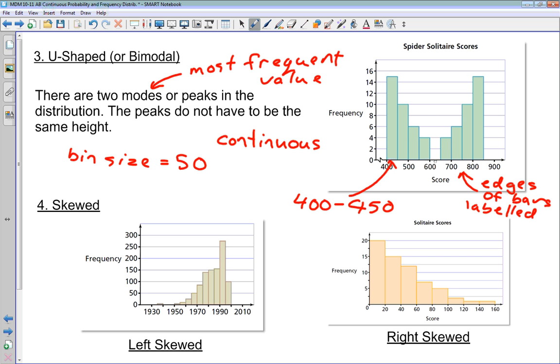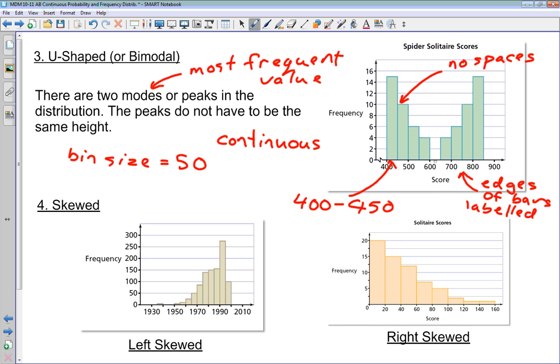Okay. As well, if we're plotting a continuous variable, there should be no spaces between these bars, because our first bar goes from 400 to 450. Our second one goes from 450 to 500. There's no interval in between. All of our values have to fit into one of these bars, so we can't have these things spaced out.